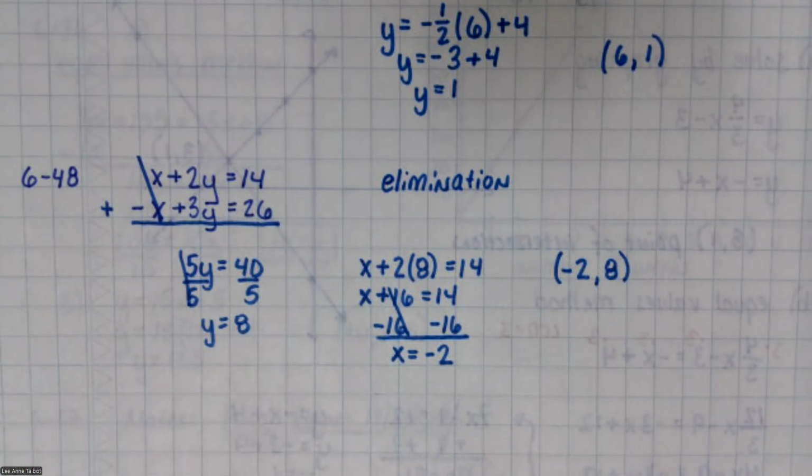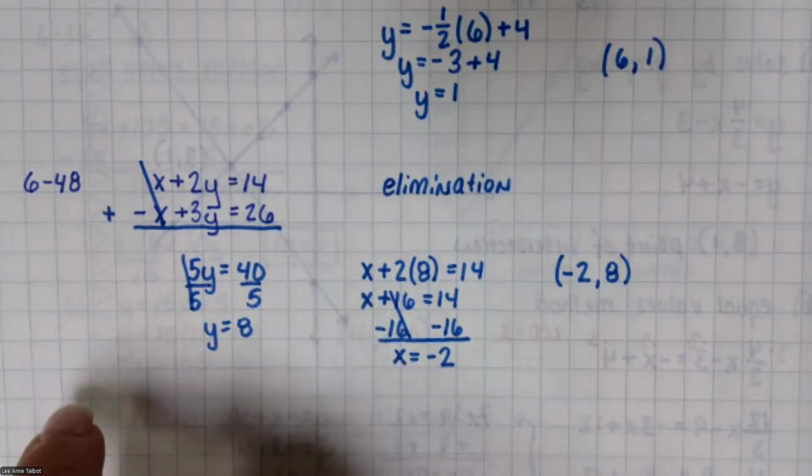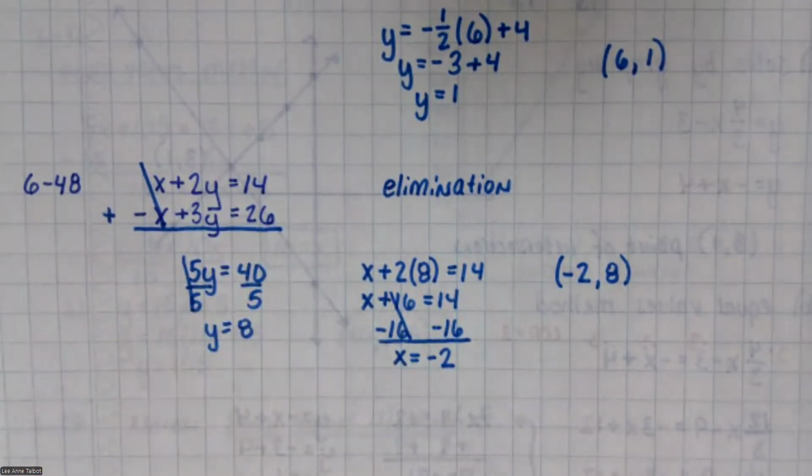Yes, honey. Two unknowns would be x and y in this particular one. So the two equations and then two things you don't know would be the two different letters. So two unknowns means two different letters.